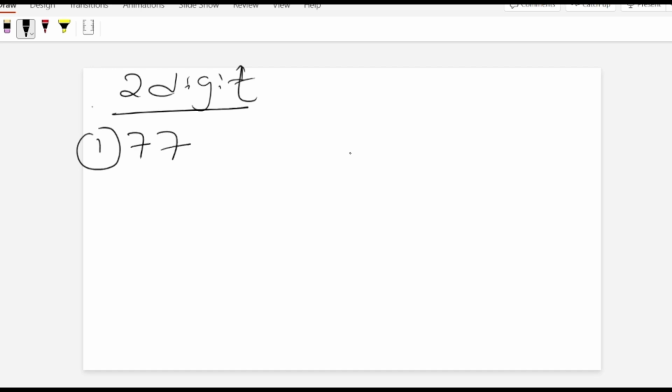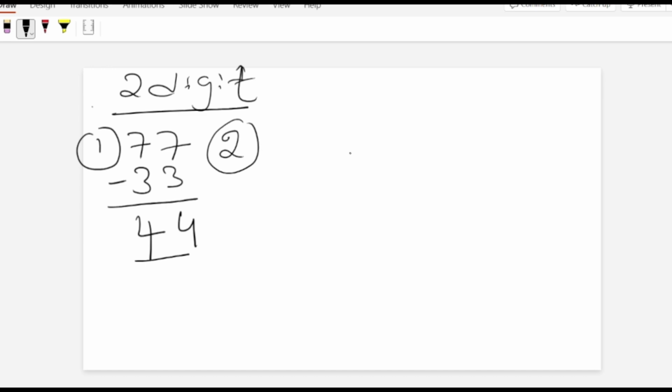Double digit, okay. Two-digit examples. First example, 77 minus 33. How much do you get? 7 minus 3, how much? 3, 4, 5, 6, 7, 4. Okay. 7 minus 3 is 4. The answer is 44.